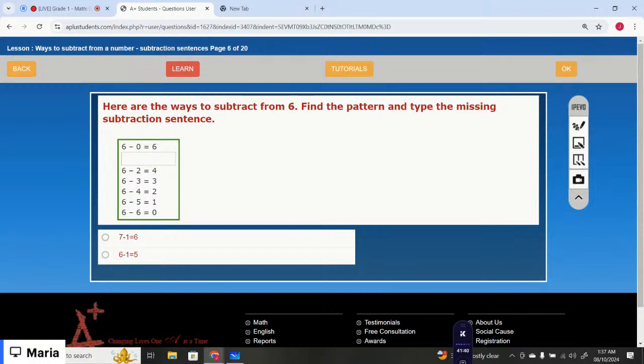Here are the ways to subtract from 6. Find the pattern and type the missing subtraction sentence. So, which is the correct option? That is 6. Take away 1 is 5. Option number 2 is the correct option.